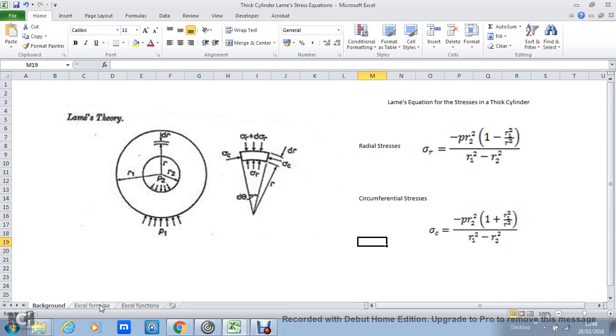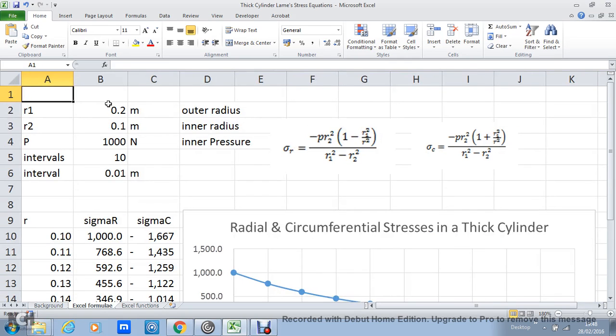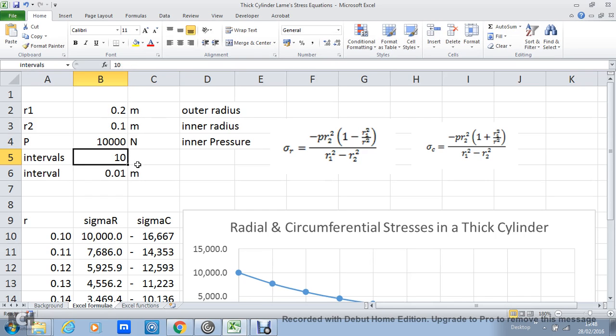Okay, if I go on to the next sheet, I have it set up here. This cell is named R1, this cell is named R2, and I'm putting in just test values of 0.2 or 200 millimeters for the outer radius, and 0.1 or 100 millimeters for the inner radius. I'm putting in a value here of 1000 newtons, which is very low compared to reality. In a lot of cases I'll actually put in 10,000, which would be more realistic.